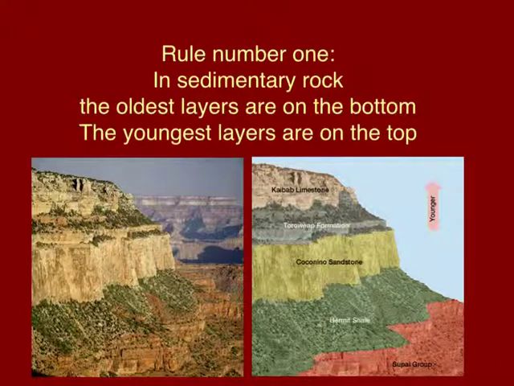Rule number 1 says, in sedimentary rock, the oldest layers of rock are on the bottom. They formed first, and the youngest layers are on top. So if we look at this formation here in the Grand Canyon, this bottom group here, this is the oldest, and this group is next oldest. This one on the top is the very youngest.